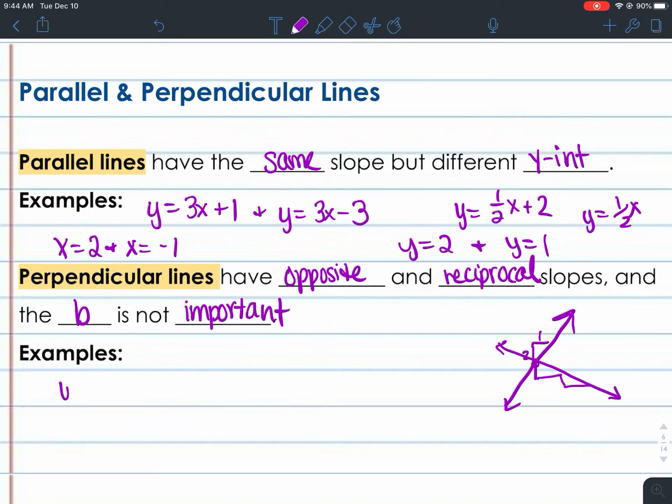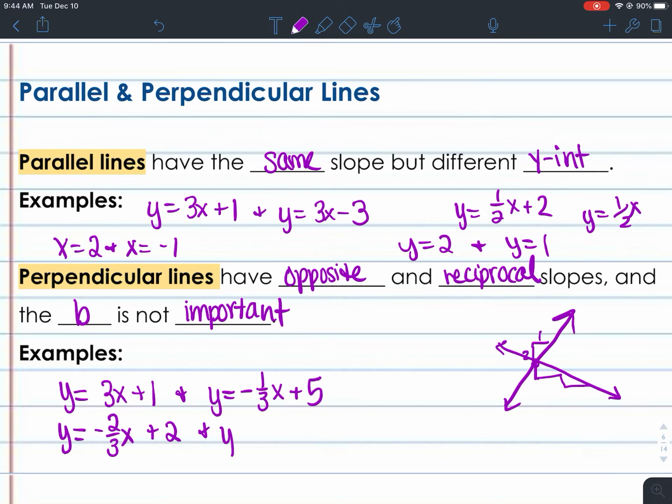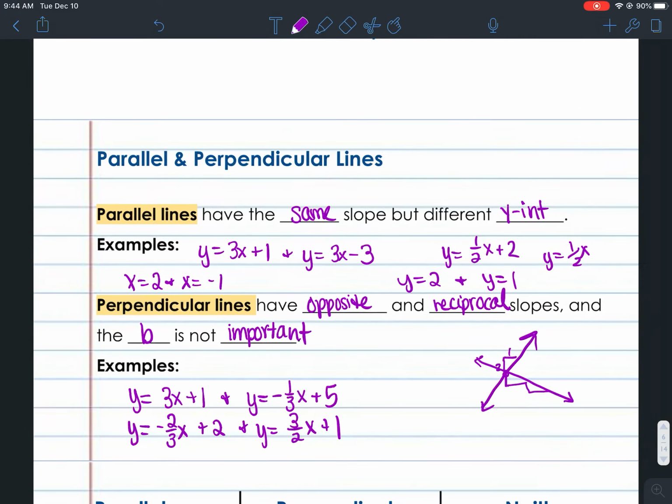Some examples of that would be y equals, let's say, 3x plus 1, and y equals -1/3 x plus 5. Those lines have the opposite and reciprocal slopes. So if one's positive, the other one has to be negative. Or if one's negative, like in this case, think about how you would move on the graph: I would go down 2 to the right 3, down 2 to the right 3. We want to move on the new graph up 3 and to the right 2, up 3 and to the right 2. So again, the y-intercepts don't matter. They can be different.